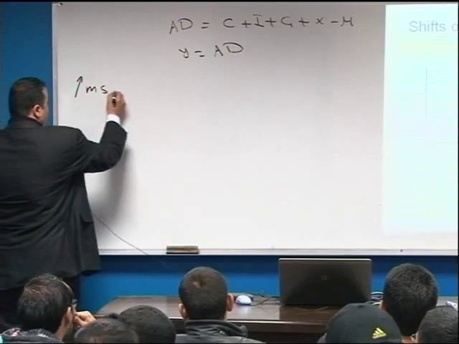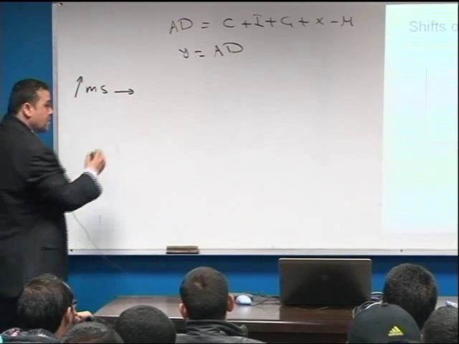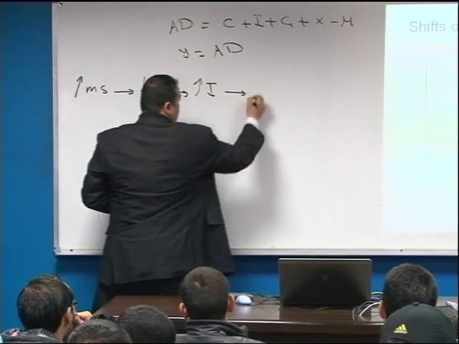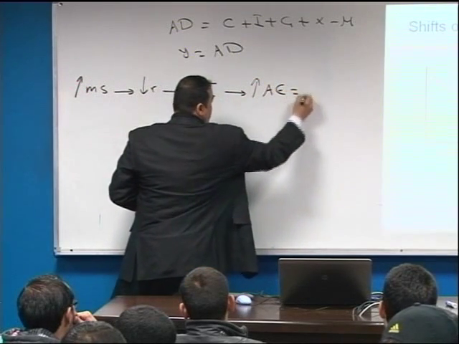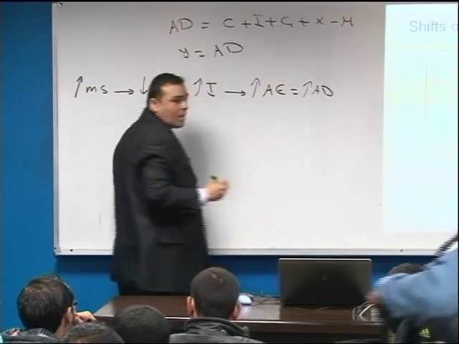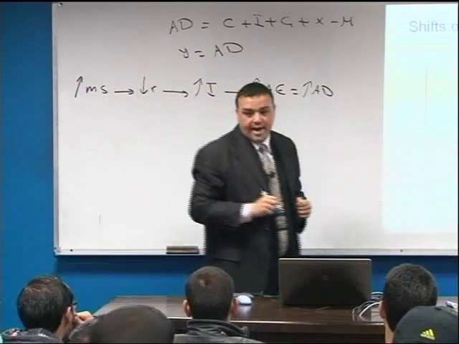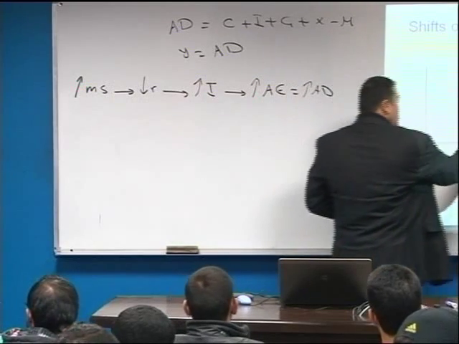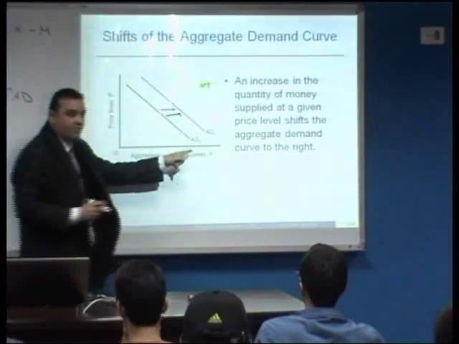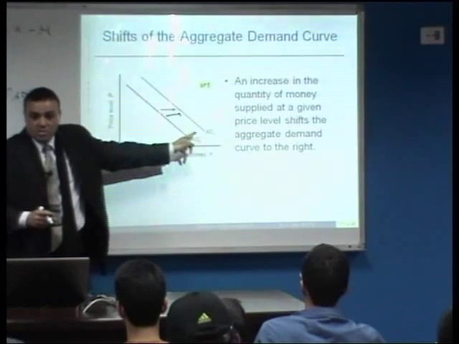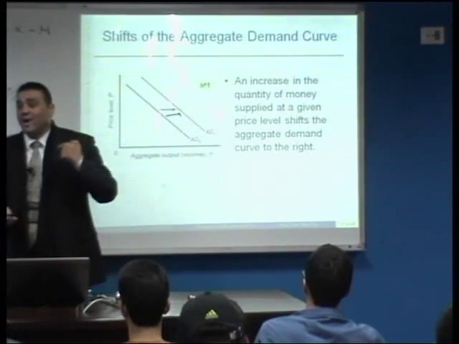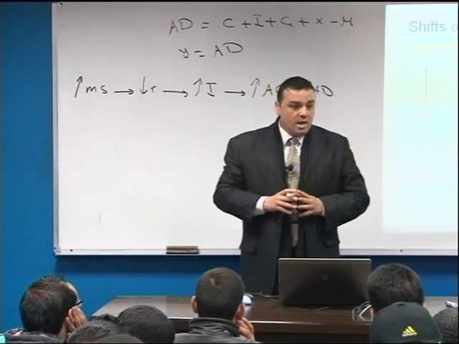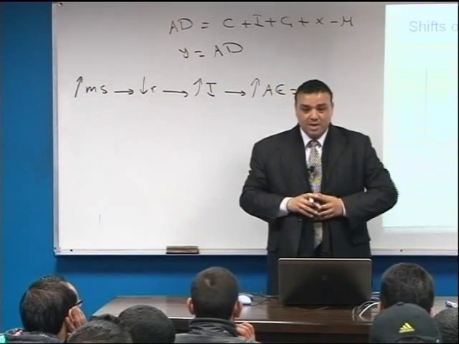Increasing money supply leads to what? A decrease in R, increase in I, increase in aggregate expenditure or aggregate demand. So there is what? A rightward shift in the aggregate demand curve. مظبوط؟ So here we have a rightward shift in the aggregate demand curve from aggregate demand 0 to aggregate demand 1, due to the increasing money supply or using an expansionary monetary policy.